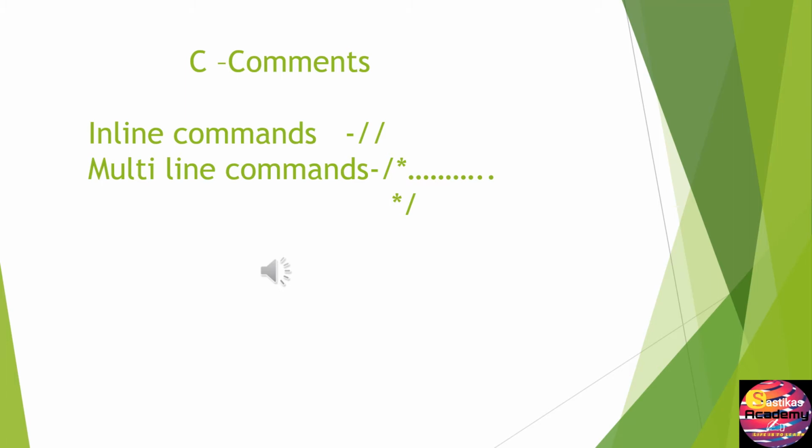For inline comments, that is single-line comments, we use a double forward slash. And for multi-line comments, we use a slash followed by an asterisk, and continue for two to three lines until the comment ends, and then you have to close the comment with an asterisk and a slash.